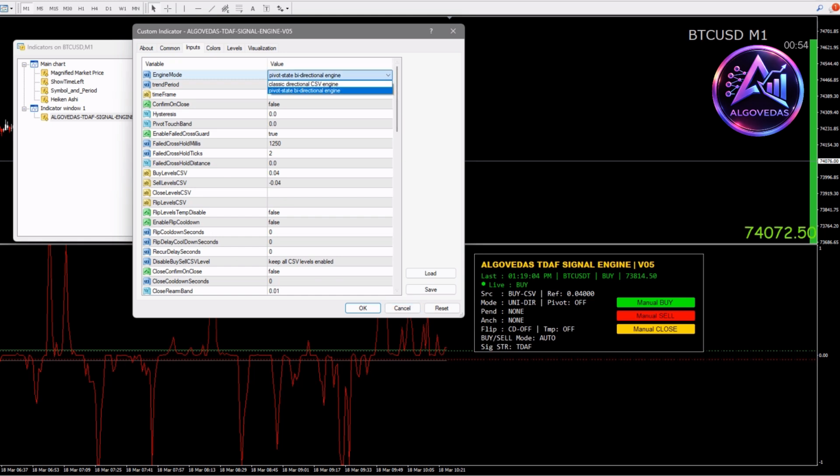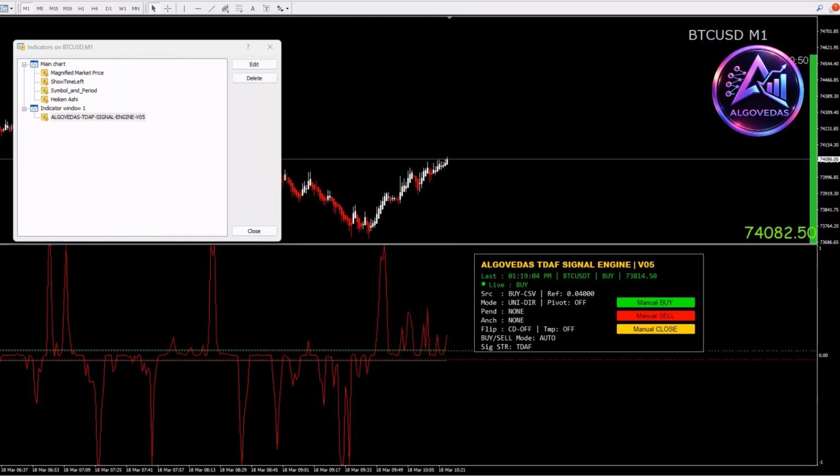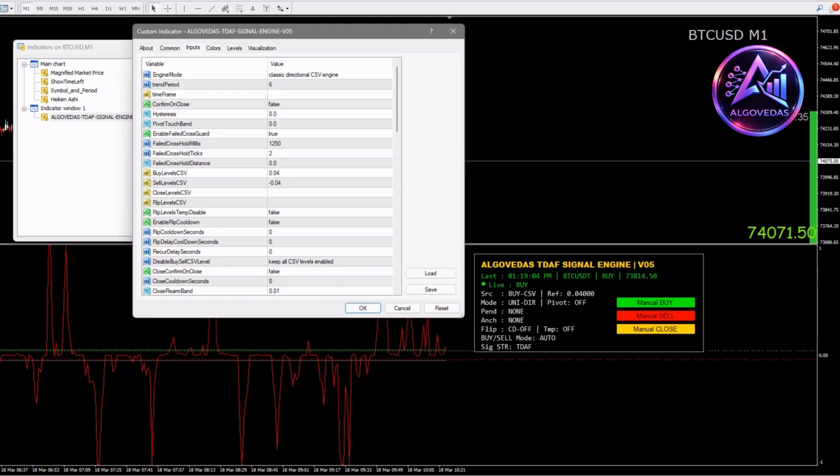Behind the scenes, this engine calculates trend force using a normalized momentum model. You control it with trend period, time frame, and here's the kicker. It can read higher time frames internally, meaning your M1 chart can think like H1. That's not multi-time frame. That's multi-perspective intelligence.